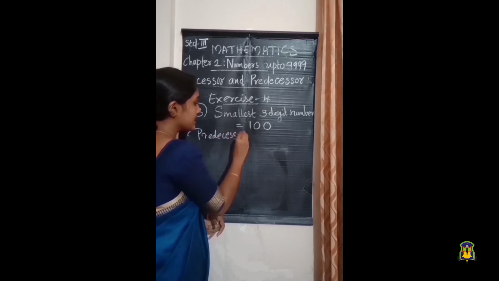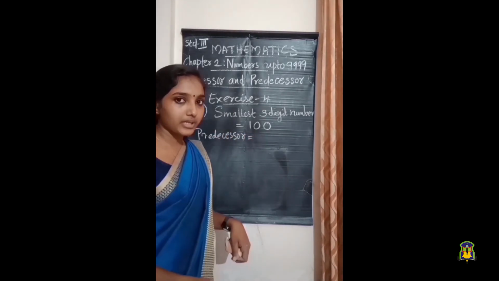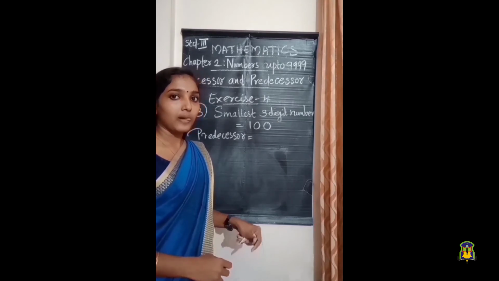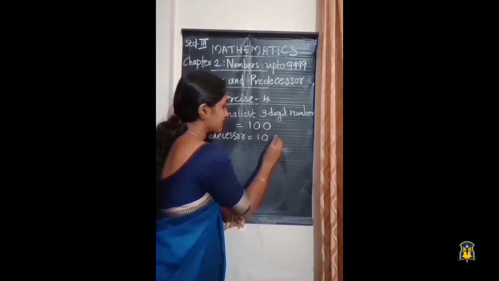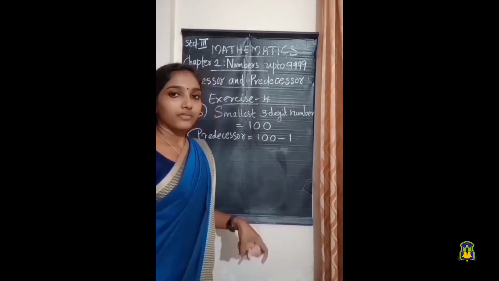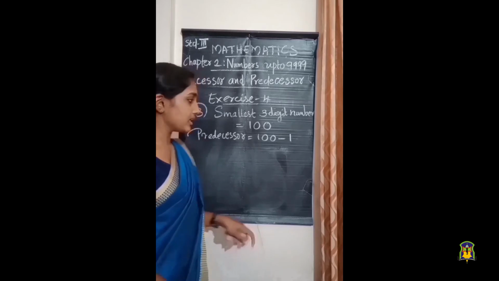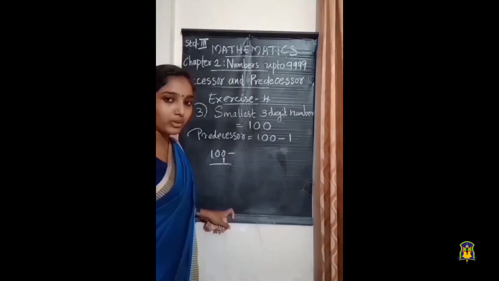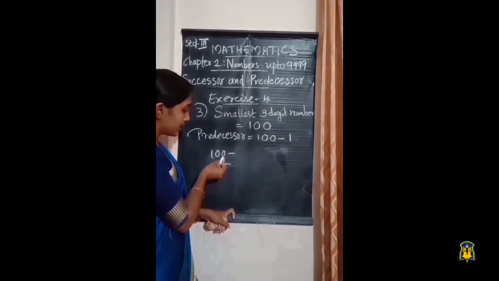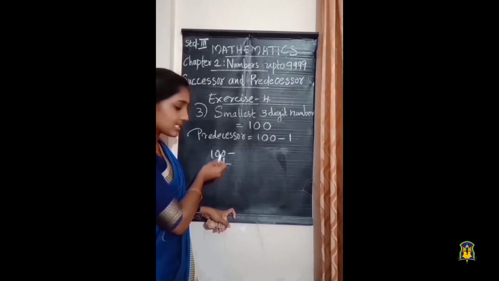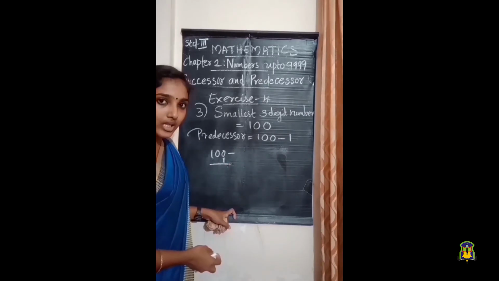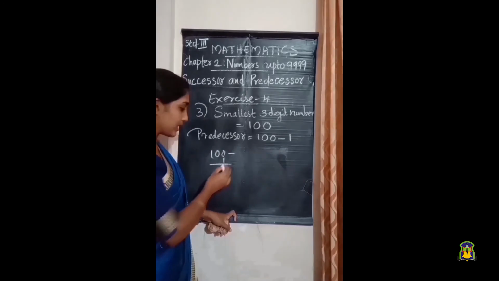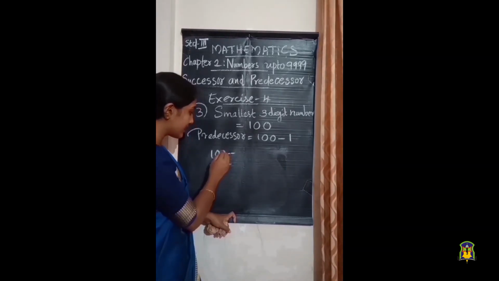How are we finding the predecessor? To find the predecessor we have to subtract 1 from the given number. Here we are subtracting 1 from 100 to get the predecessor. Okay, so 100 minus 1. What we will get? Here look, in ones place the digits are 0 and 1. So we can't do the subtraction, isn't it? So we have to borrow from the next place.